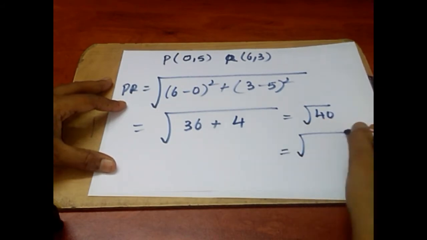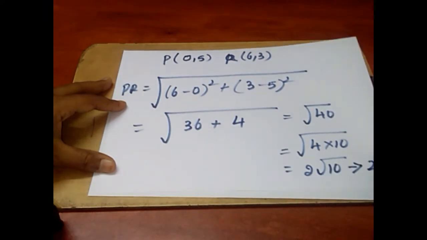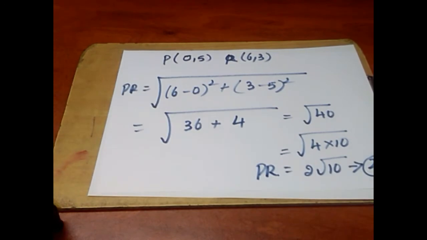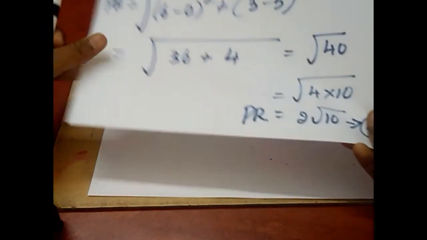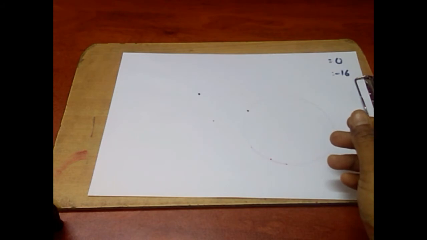Again 40 can be expressed as 4 into 10. It is 2 root 10. Mark it as result number 2. This is the measure of PR. PQ we calculated 5 root 2. PR we calculated 2 root 10. PQ, PR over. What is left out now?